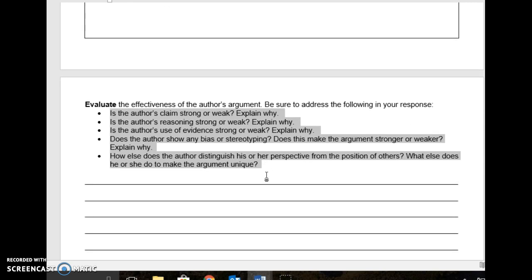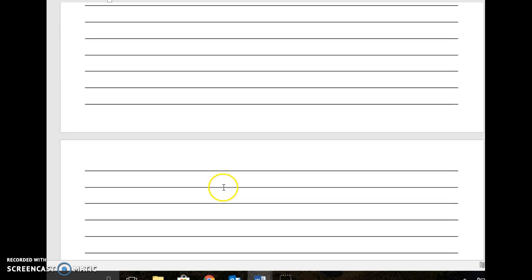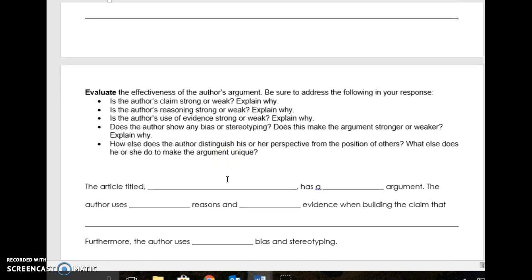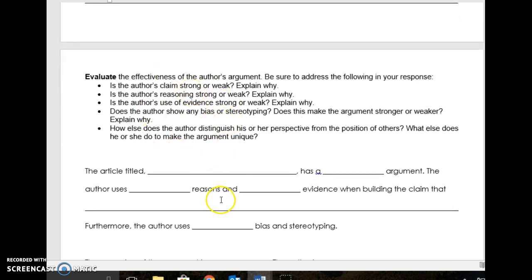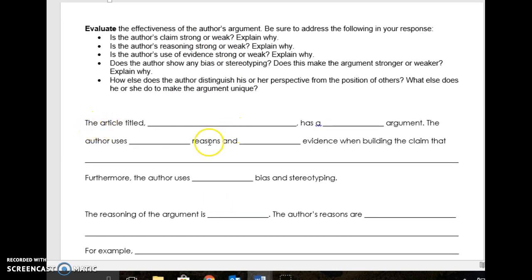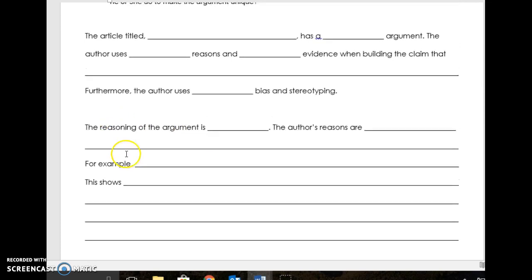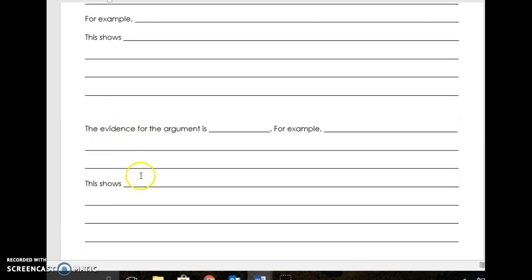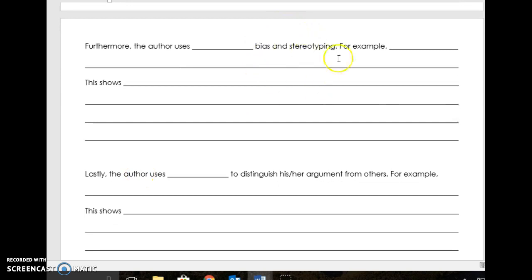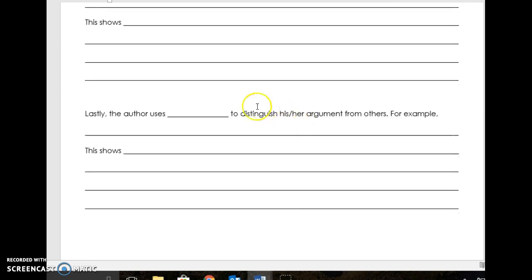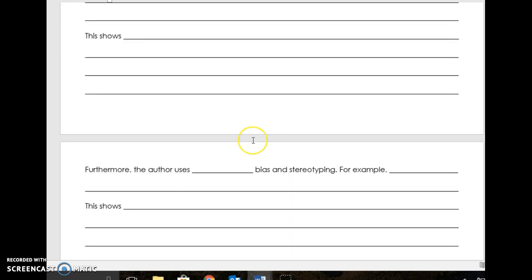Again, if you choose the lined paper, all these questions are here for you. If you choose the fill in the blank, not only are those questions there for you, but I also further outline how you should be answering this. The reasoning section you'll see, the evidence section you'll see on the back page, bias or stereotyping, and then last, what does the author do to distinguish their argument from others?